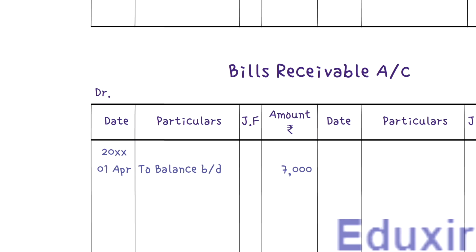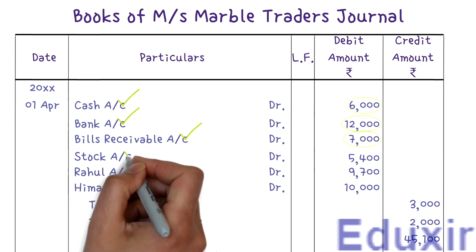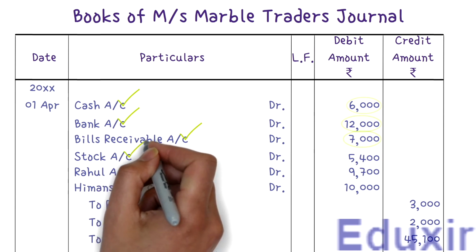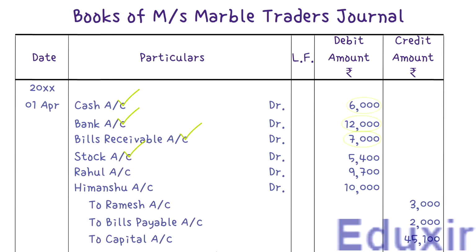Let us now take up the next entry. As the name suggests, it needs to be posted on the debit side of stock account and the debit amount is 5400 rupees. Note that the details that need to be posted into the particulars column is balance brought down. For posting this entry, we need to create a ledger account for stock as it is not yet created. Let us first write the title as stock account.